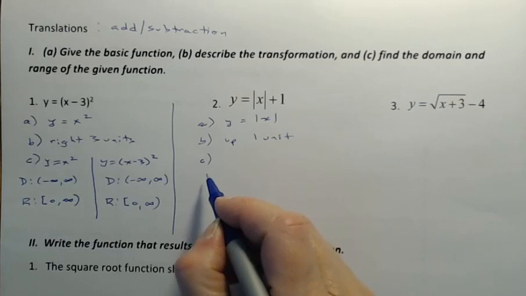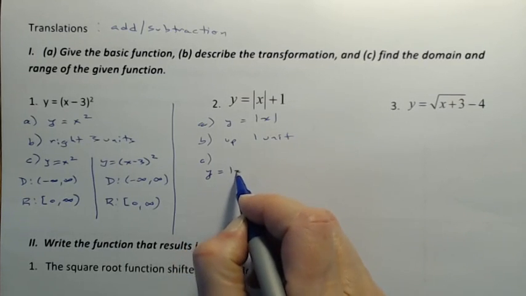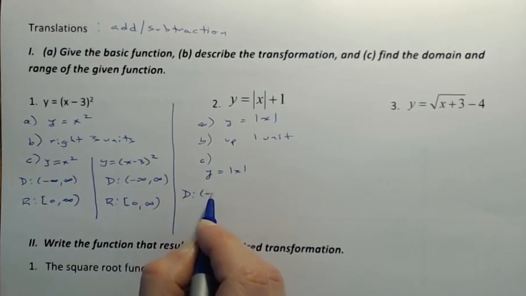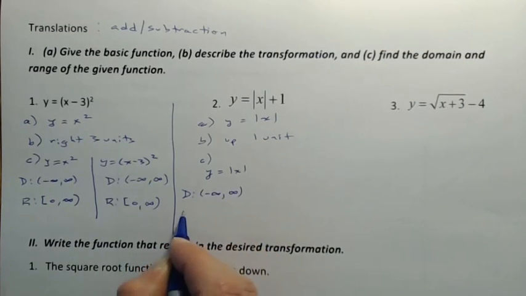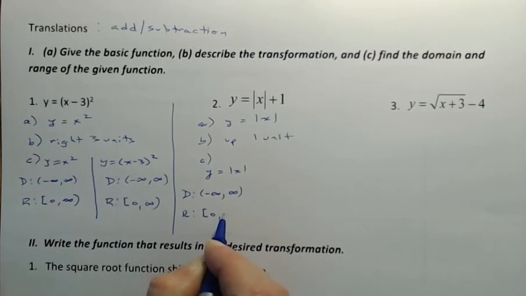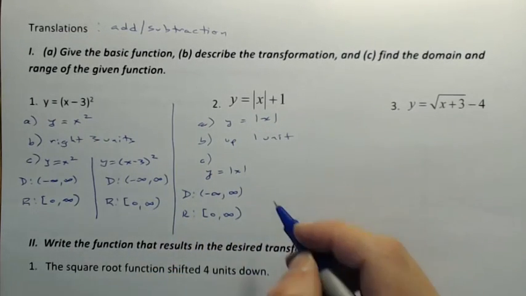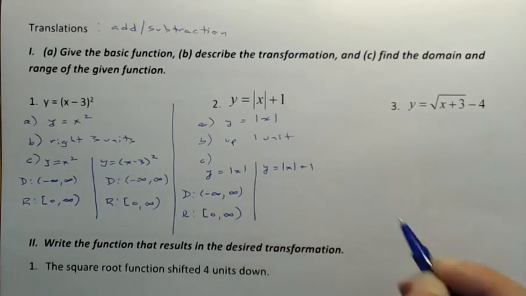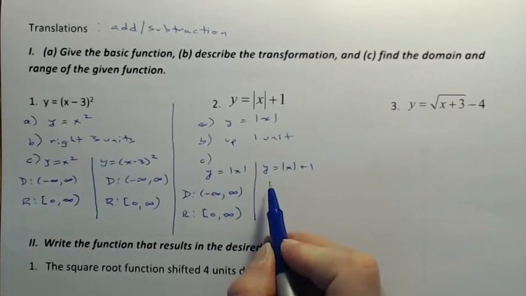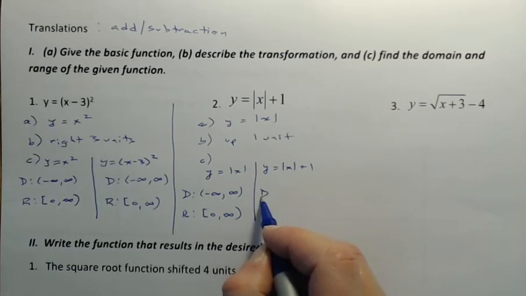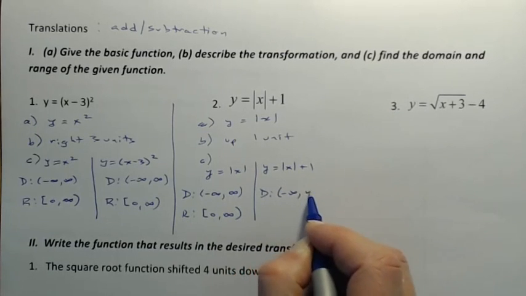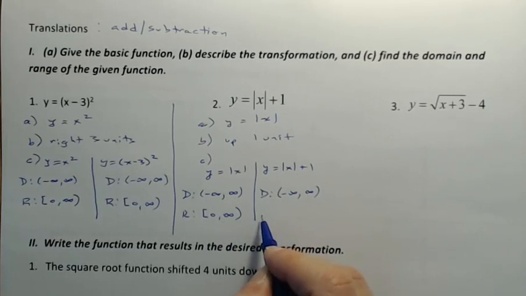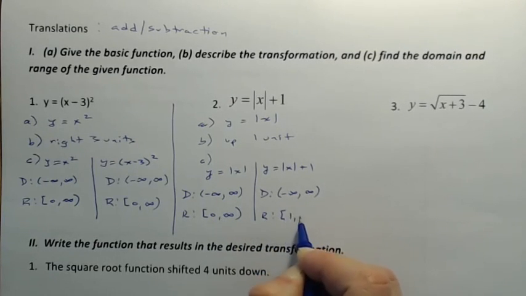So again, for the domain and range question, first we need to think about what the domain and range was for the original function. Absolute value function has domain all real numbers. Again, range 0 to infinity. What about our new function? We're going to move up 1 unit. So vertical movement does not affect the domain. The range again moves up 1 unit. So instead of starting at 0, it will start at 1.